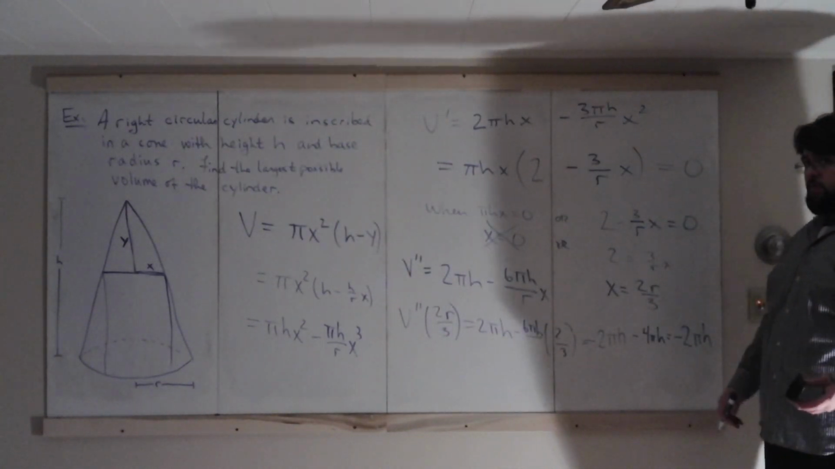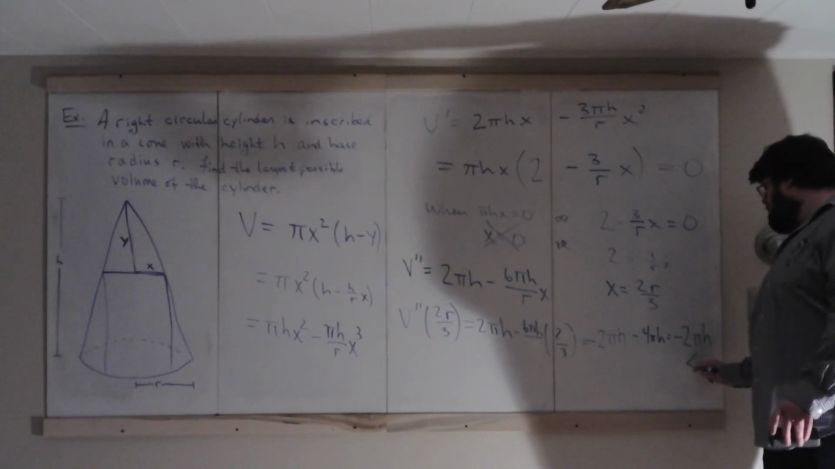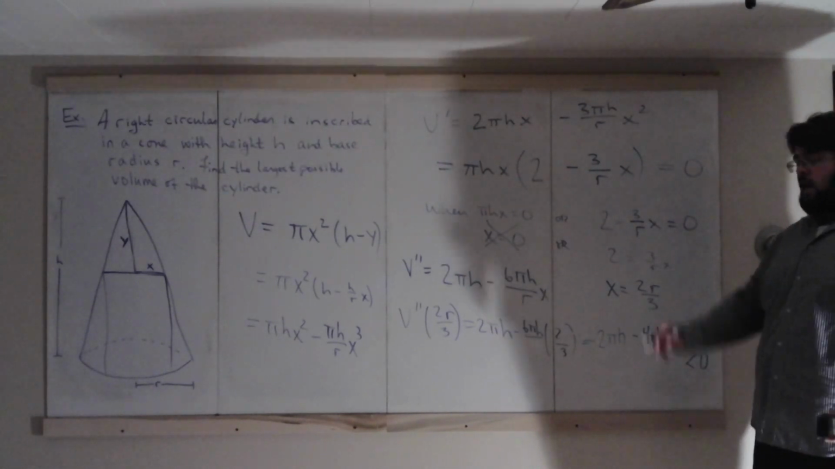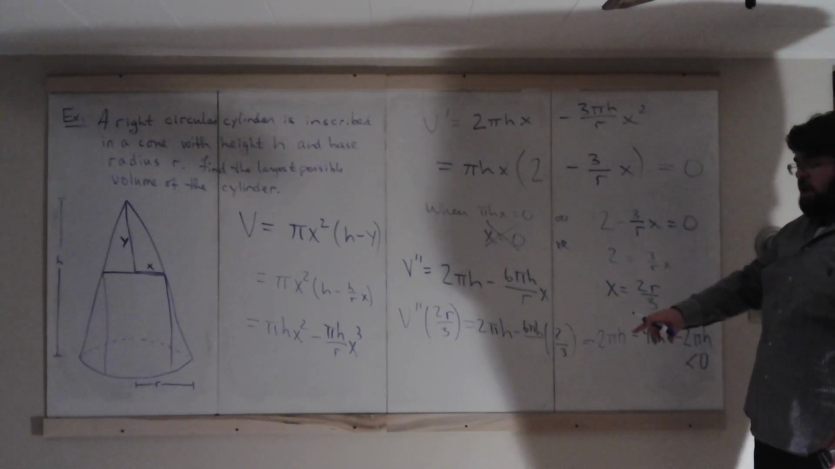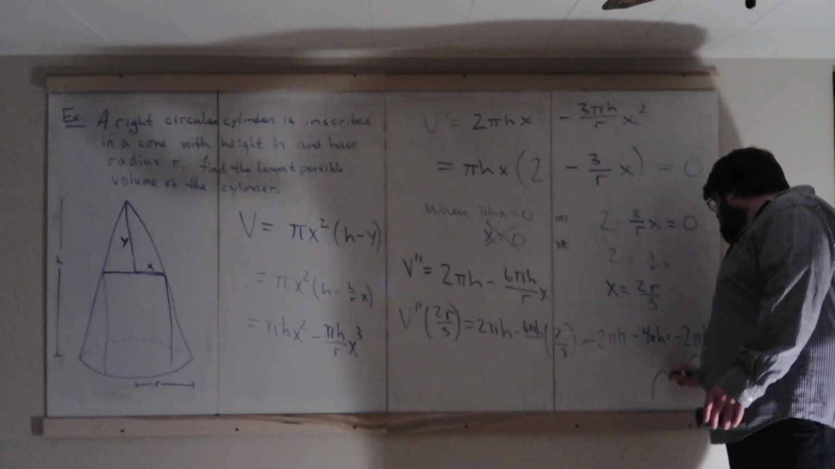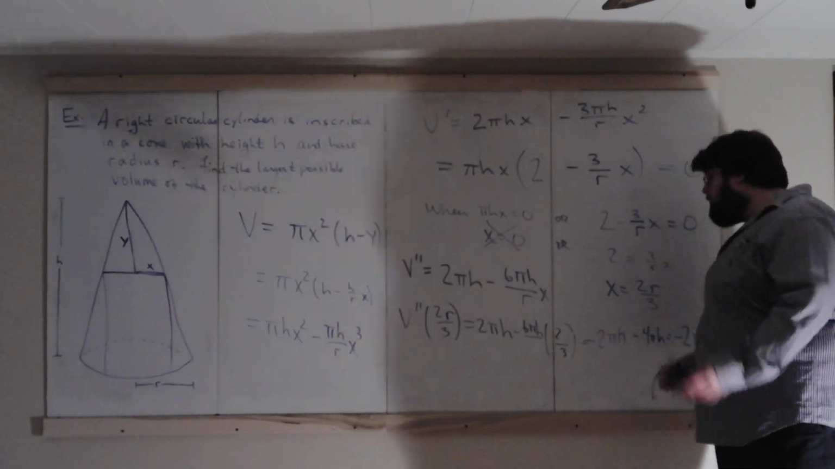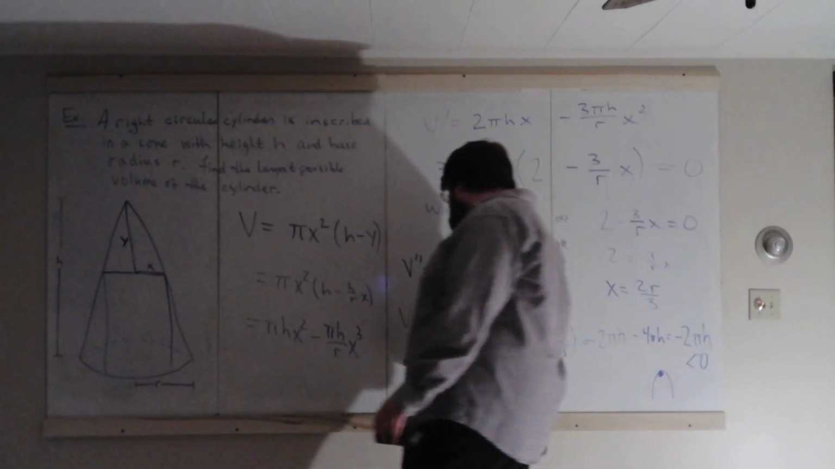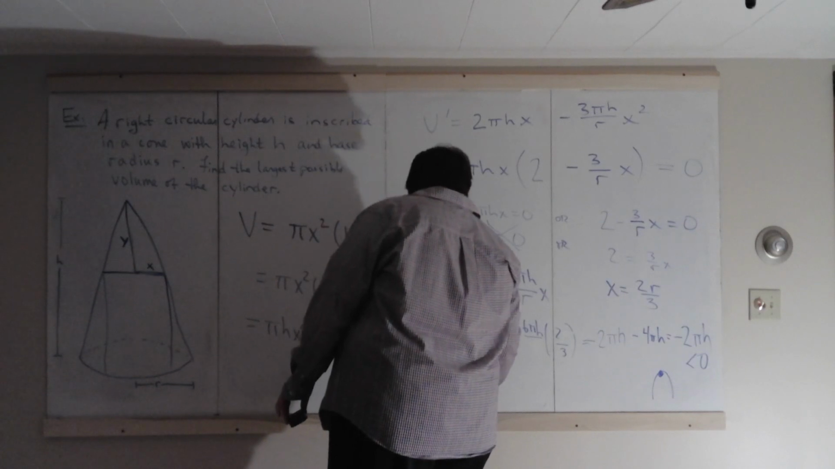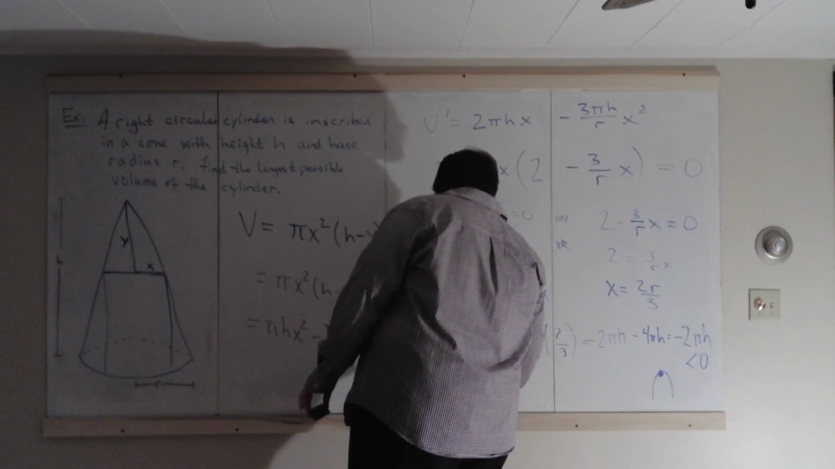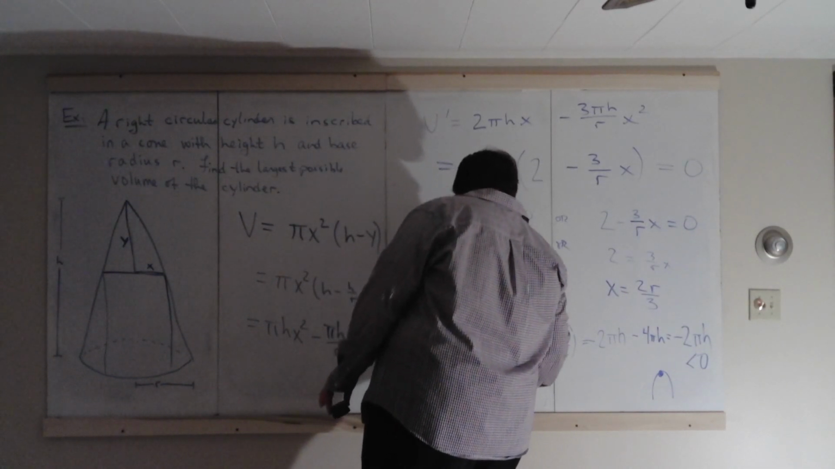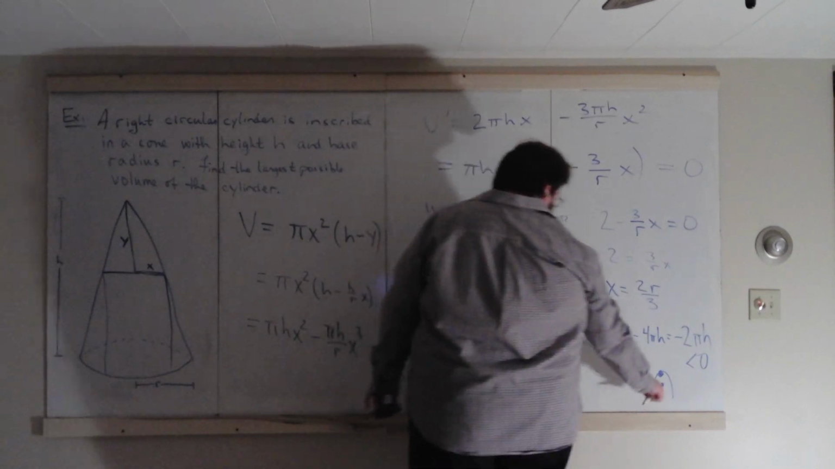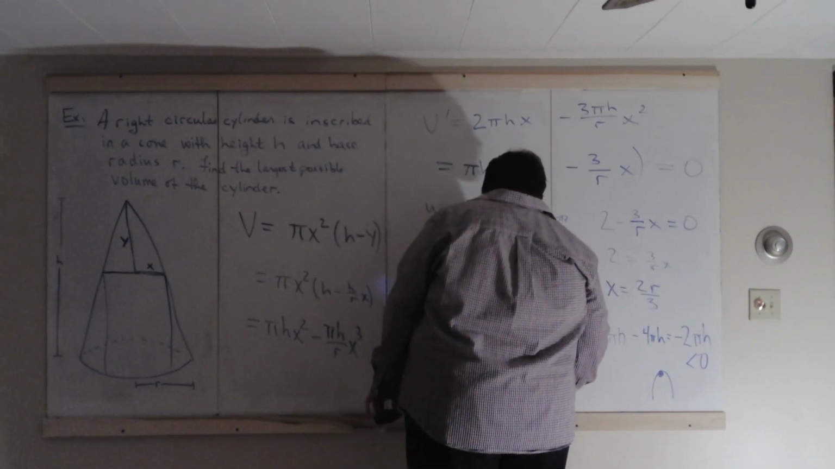The second derivative is negative. If the second derivative is negative, it tells you the function is concave down, which tells us, so x equals 2r over 3 gives that, a maximum.